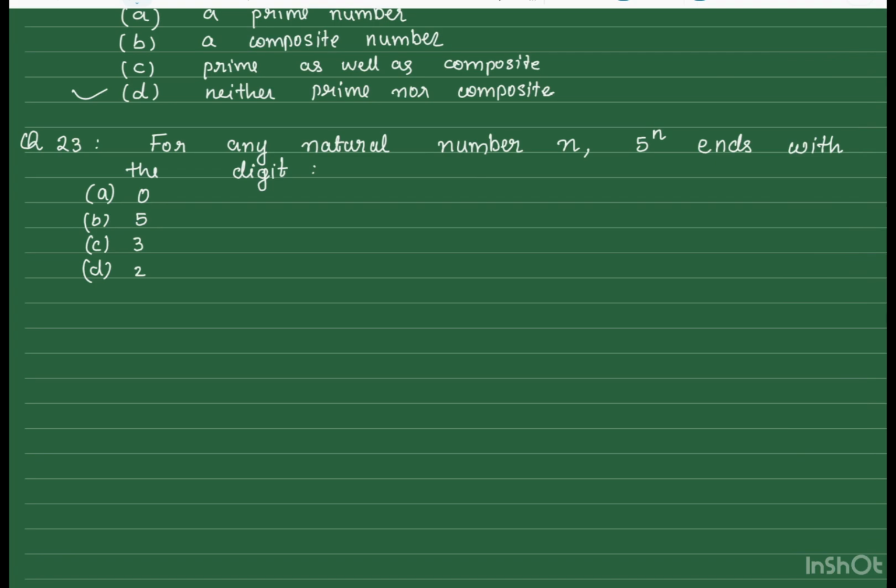23. For any natural number n, 5 raised to n ends with the digit 0, 5, 3, 2. So for n is equal to 1, 5 raised to 1 is equal to 5. For n is equal to 2, 5 raised to 2 is equal to 25. For n is equal to 3, 5 raised to 3 is equal to 125. For n is equal to 4, 5 raised to 4 is equal to 625. So the numbers end with the digit 5. So the answer is B.